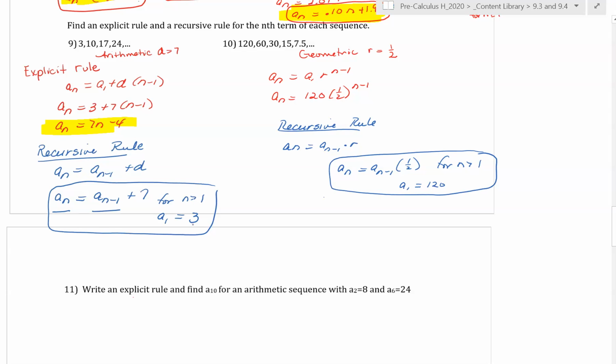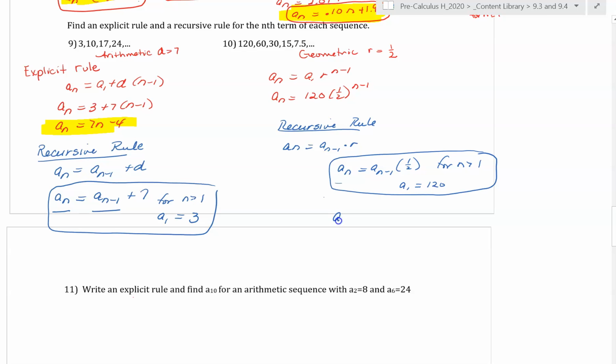Over here, I said that our explicit rule for the geometric sequence was a sub n equals 120 times the common ratio to the n minus 1 power. Recursively, any term is the term before it times the common ratio, which is 1/2 for n greater than 1, and the first term is 120.